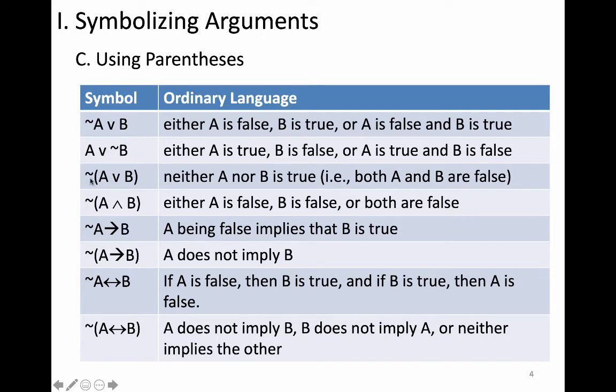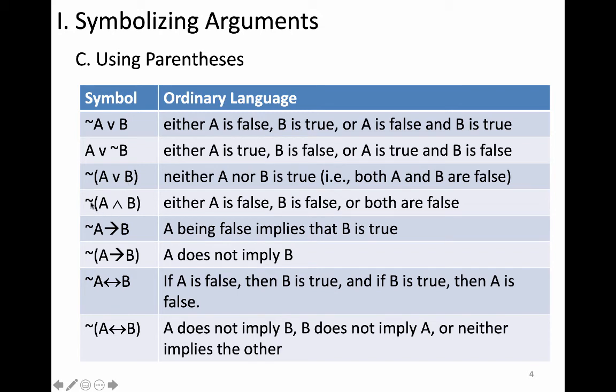Now, what happens if I put a not with parentheses? Then the not applies to the entire formula inside the parentheses. So here what I'm saying is it's not the case that either of these is true. Put another way, I'm saying neither of these is true. Put another way, I'm saying both are false. So not (A or B) is equivalent to not A and not B. The not kind of applies to both, and then you get an "and" there.